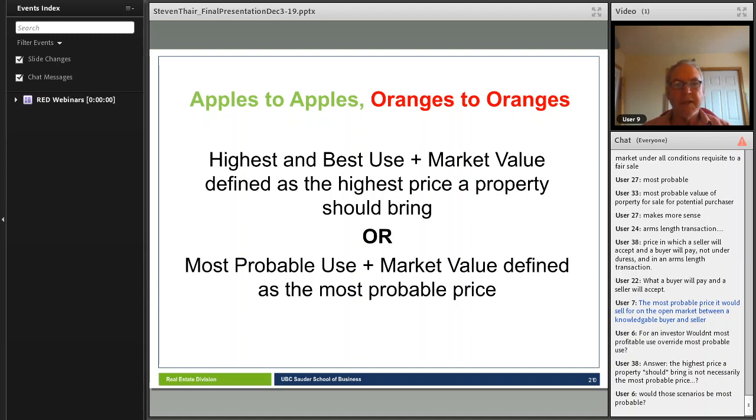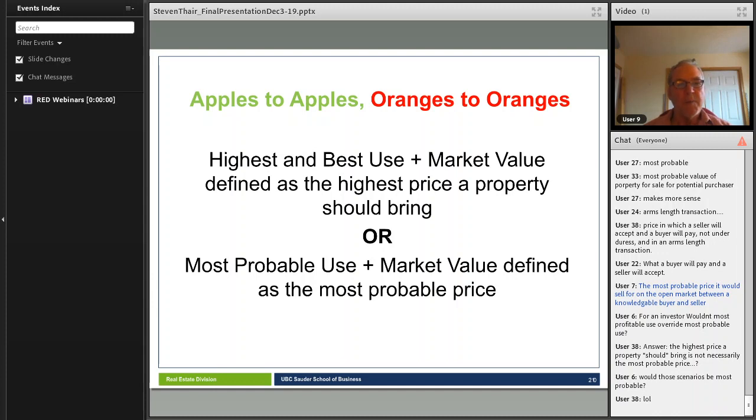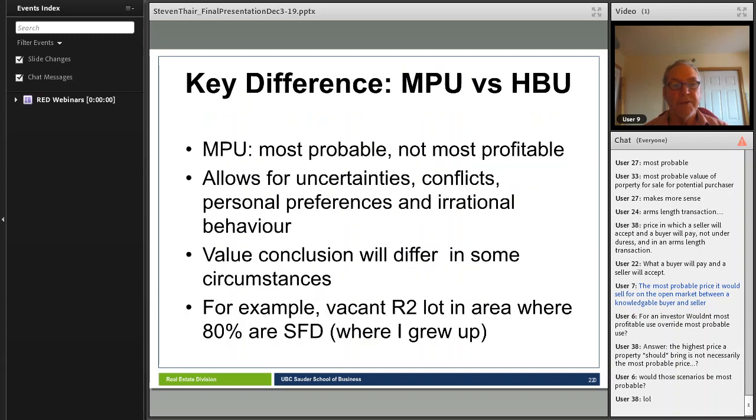Anyway, so no one guessed why I love this slide. It's because I had apples in green and oranges in orange. So the point of this slide is being theoretically consistent. Thank you, Jason. Being theoretically consistent, either you have to go with highest and best use based on most profit, and then market value defined as the highest price. Are you with me? Or you can go with most probable use, which defines most probable use as most probable use, and tag team that with a market value defined as the most probable price. Okay, so that's the apples to apples and oranges to oranges thing.